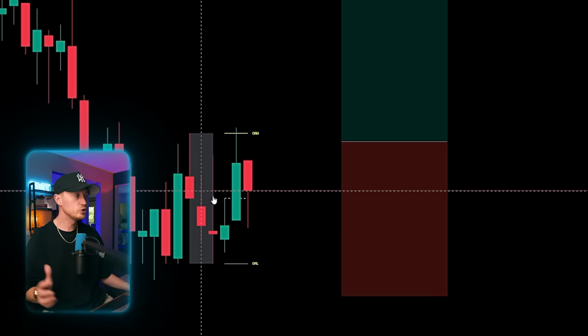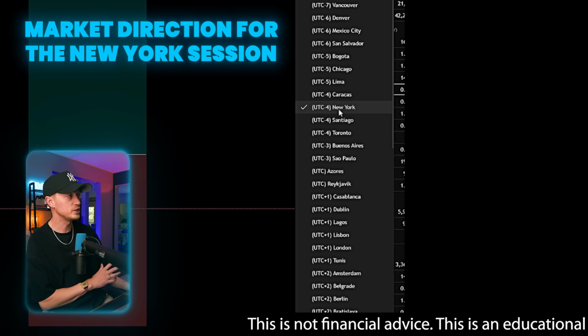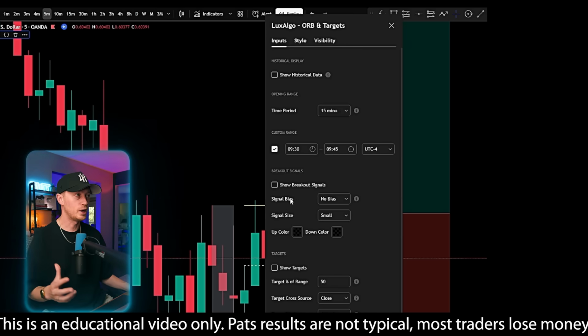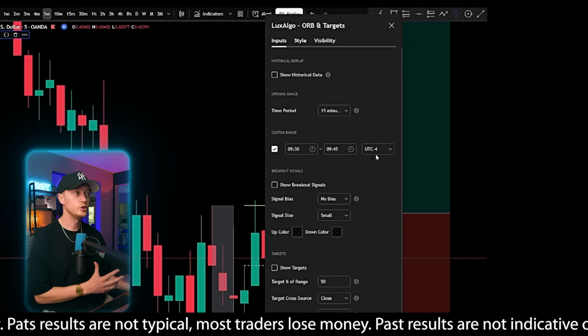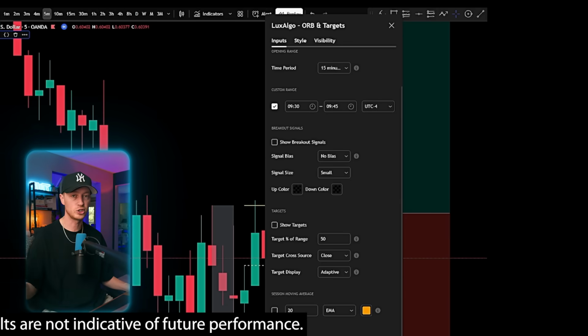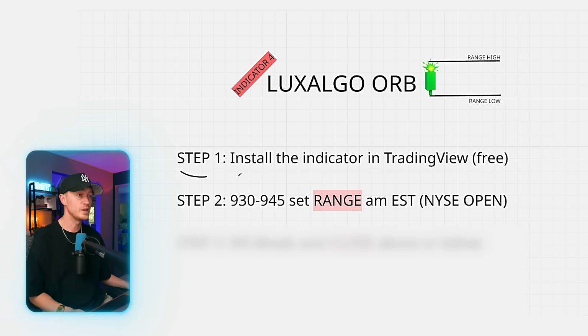So first thing you want to do, just come down to the bottom right here, make sure your time zone is UTC -4 New York, then double click on the indicator, and these are the settings you want. 9:30 to 9:45, UTC -4, time period 15 minutes. Everything else can be turned off, then click OK. So step 1 is complete. We have installed the indicator on free TradingView.